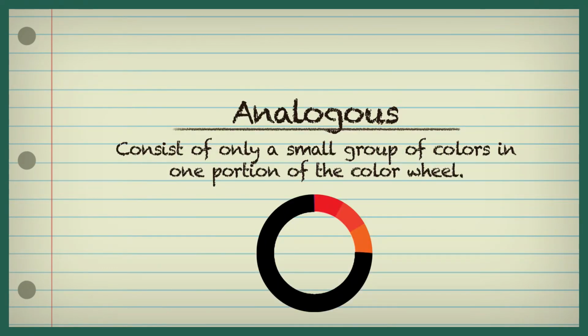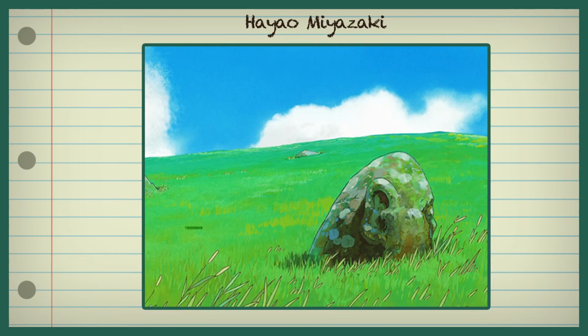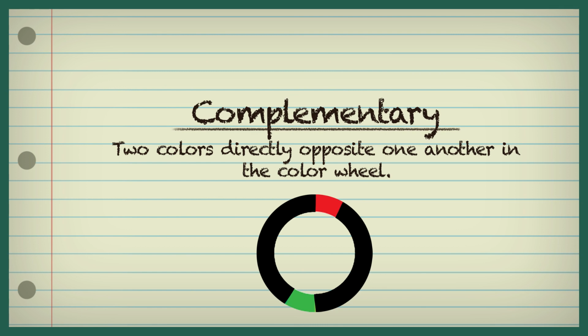Analogous. Analogous color schemes consist of only a small group of colors in one portion of the color wheel. So let's say you have a painting that is primarily green and you want it to feel calming or alive. You can make it an analogous color scheme and introduce yellow and blue into it as well. This is generally why so many of the backgrounds in Miyazaki films feel just so damn nice and calming to us. Complementary. Complementary color schemes are where you would use two colors directly opposite one another in the color wheel.